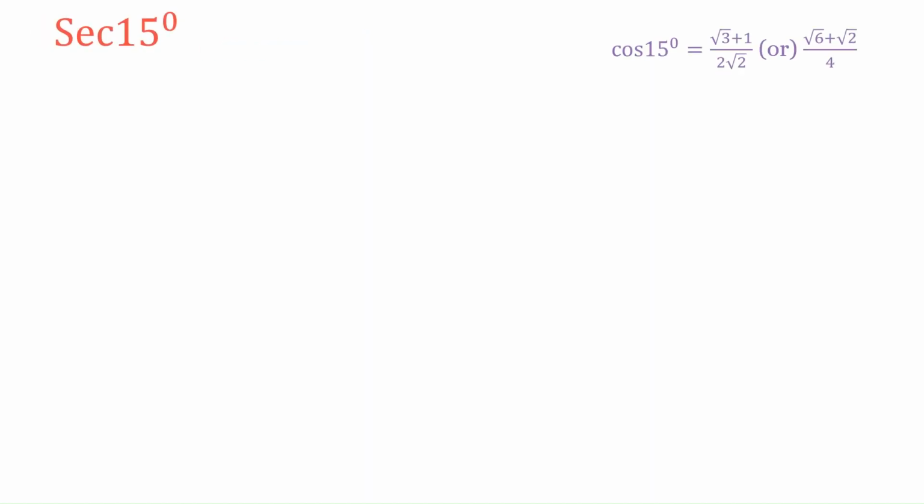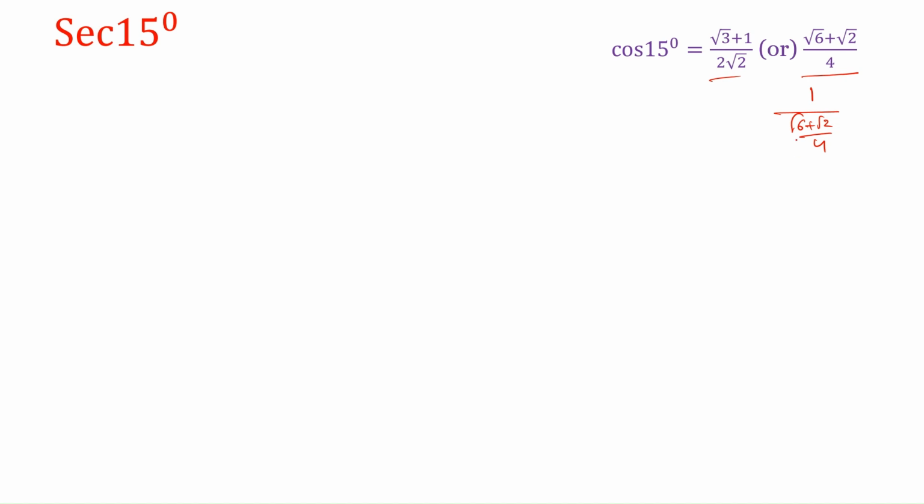Next we'll try to calculate secant 15. Secant 15 can be derived from cos 15 value. We already know cos 15. So secant is nothing but 1 by cos. Use either of these values. If we use these values, so 1 by root 6 plus root 2 upon 4.